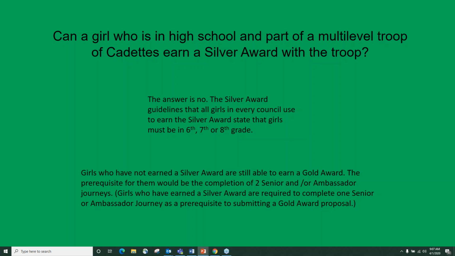The prerequisite for girls who do not have a Silver Award would be the completion of 2 senior and/or ambassador journeys. They can be done in any sequence as long as they're done at the level you're at the time. Girls who have earned a Silver Award are required to complete 1 senior or ambassador journey. So as I said, if you have not earned a Silver Award, you don't need to worry. You can still submit a Gold Award proposal after you have completed the prerequisites.